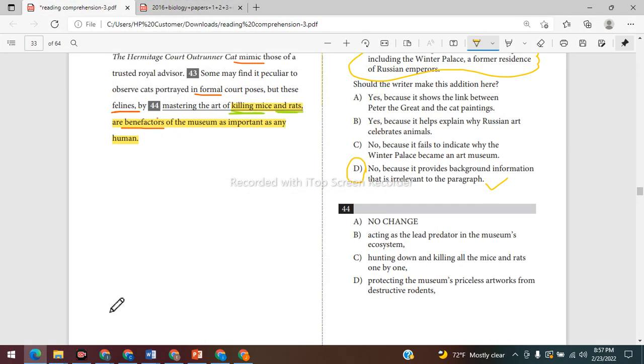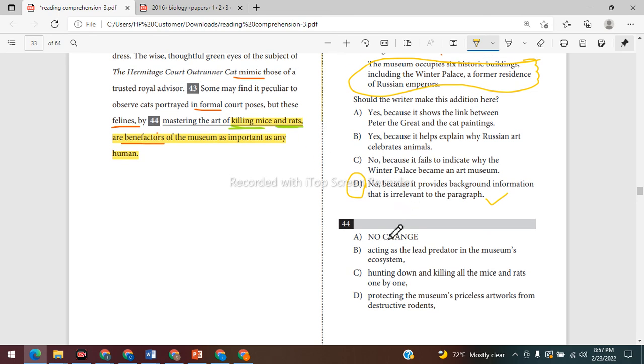Okay, mastering the art of killing mice and rats are benefactors of the museum as important as any human. Should it be no change? Acting as the lead predator in the museum's ecosystem, hunting down and killing all the mice and rats one by one, or protecting the museum's priceless artworks from destructive rodents. D. Protecting the museum's priceless artworks from destructive rodents.